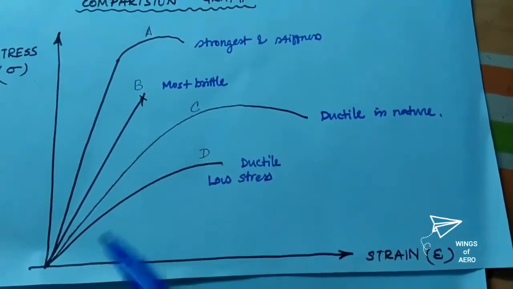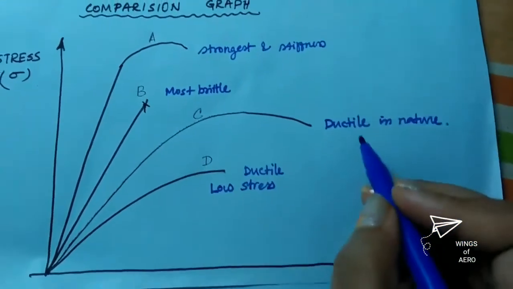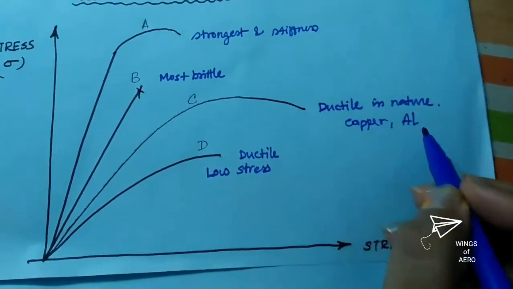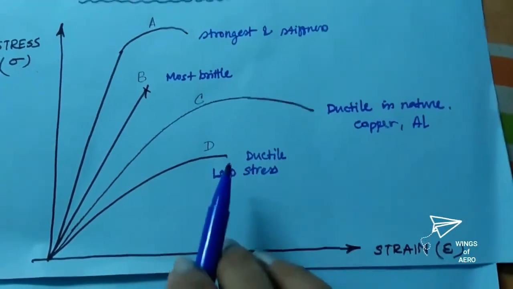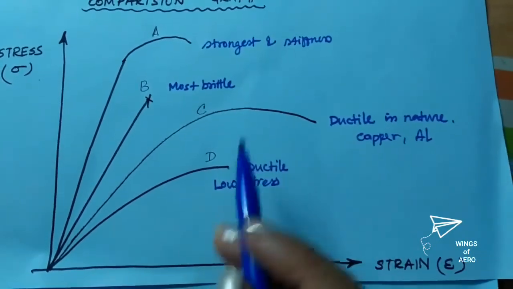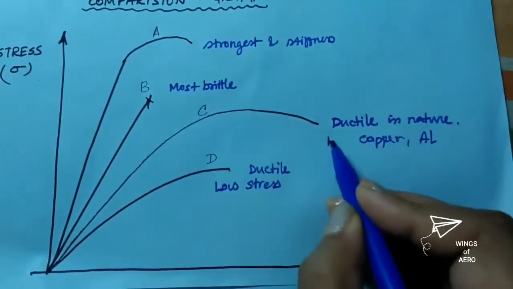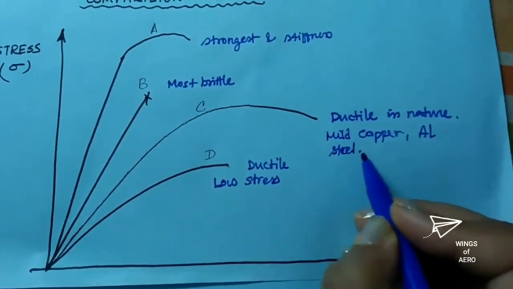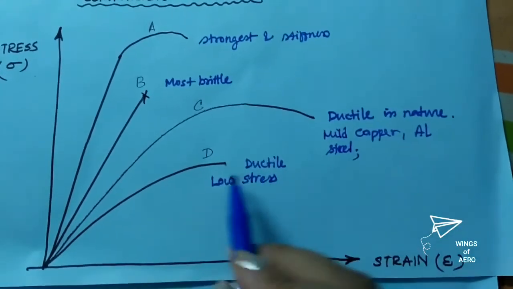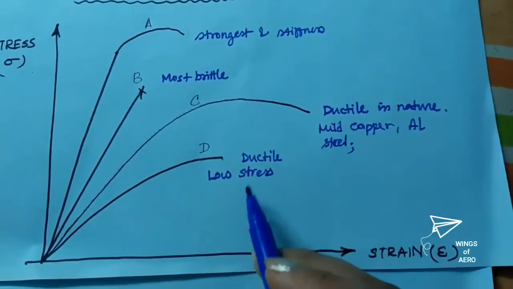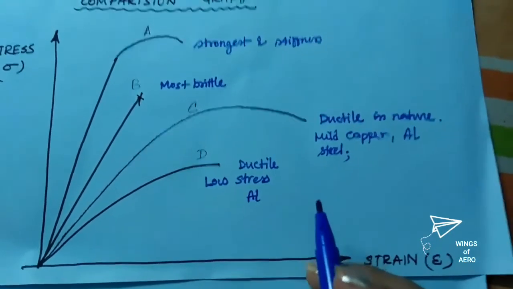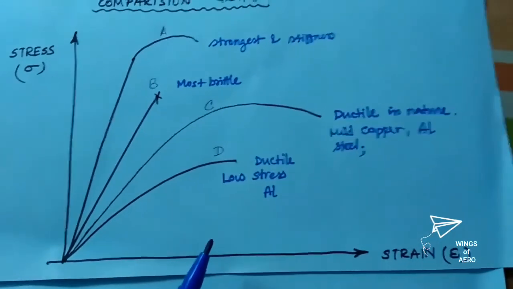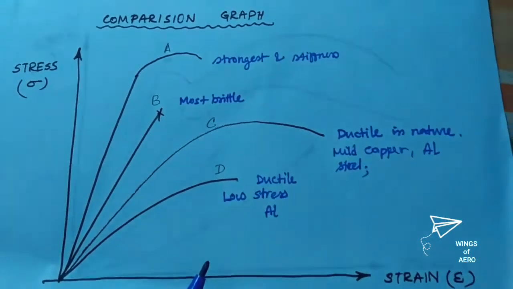And then this curve, which I previously showed for copper or aluminium, a kind of soft material. If there is a comparison between C and D, this can be mild steel. And if there is a comparison, then obviously the low stress is caused by the aluminium. This can be an option like that. So you accordingly have to choose the right option in the exam.